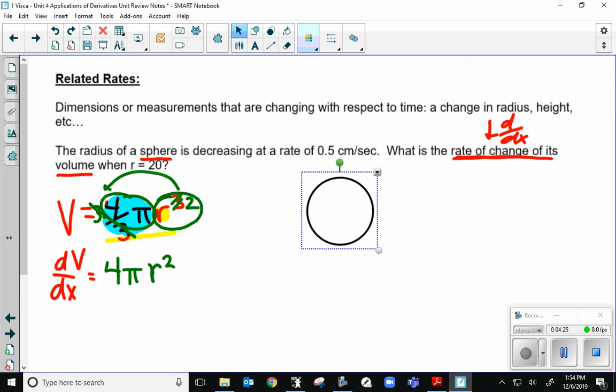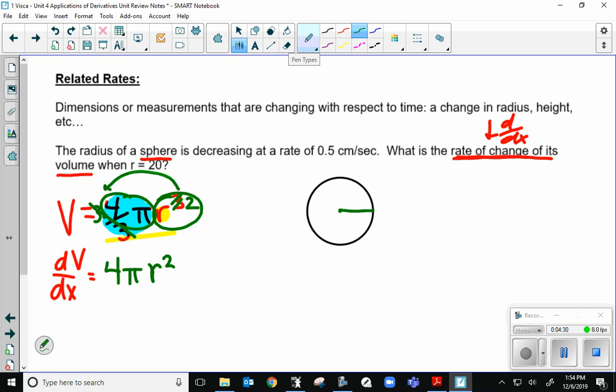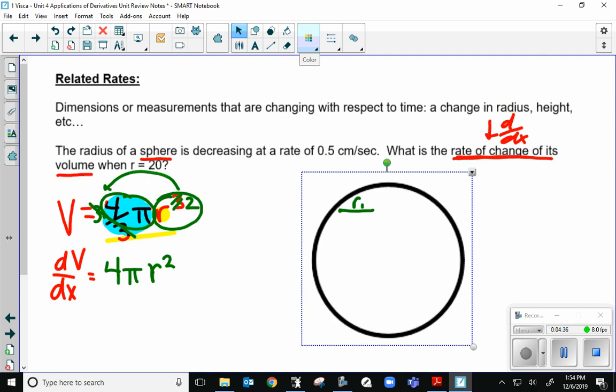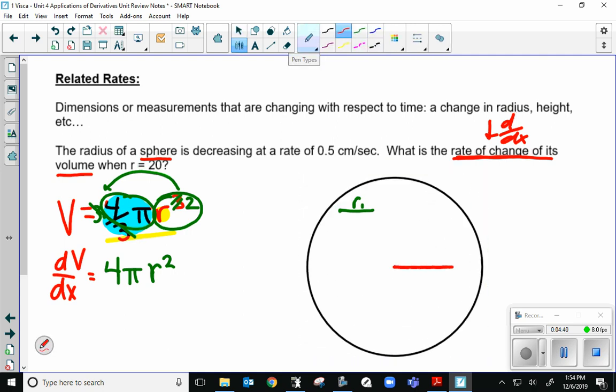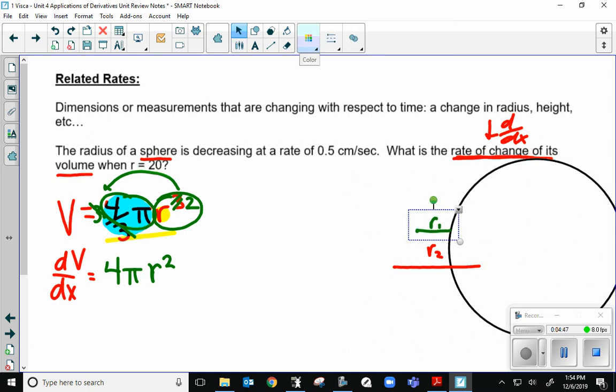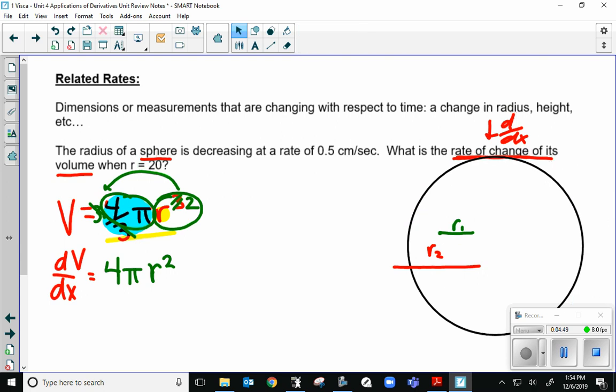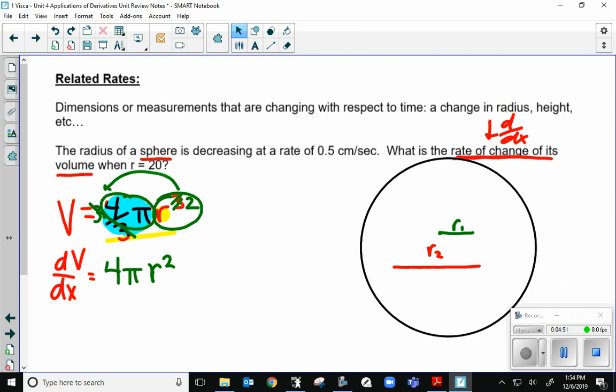The radius here, watch this. Here's the line, radius. We'll call this radius 1. If my area, and the same thing for volume, gets bigger, bigger, bigger, my radius is now a lot bigger. You see what I'm saying? I mean, look at these two. There's a difference in those two radii. So my radius is going through a rate of change.